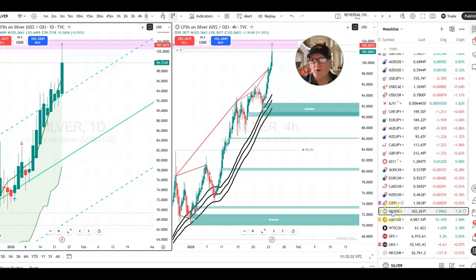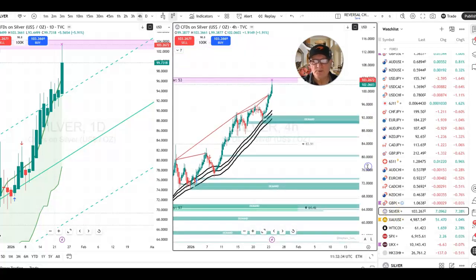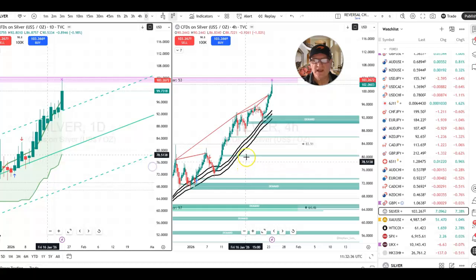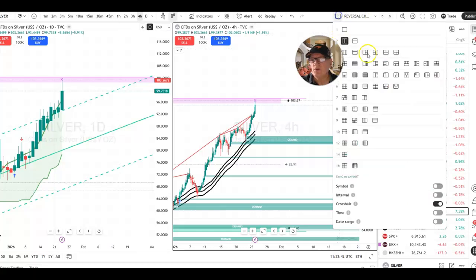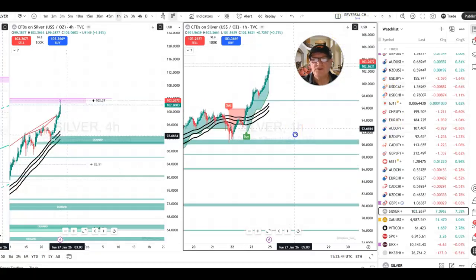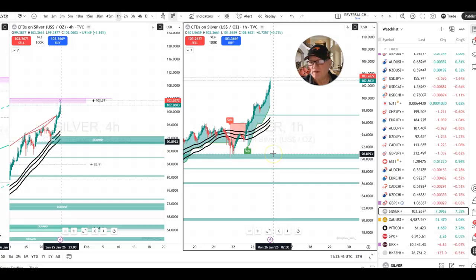Silver has been rallying, of course, as you probably are aware. So just look out for any pullbacks into the 50 moving average. And what I would suggest is move down to the 1 hour chart and then look for buying opportunities to $90.89. May come a bit lower into $97 before it rallies again.